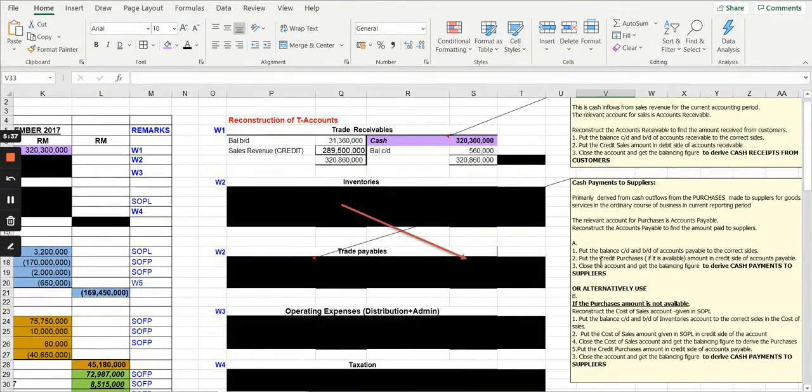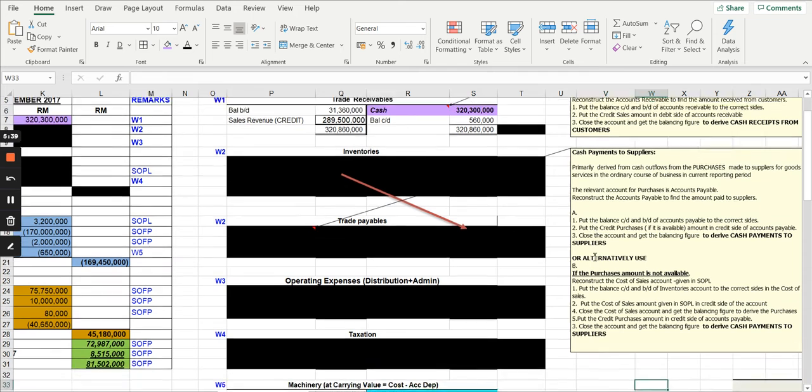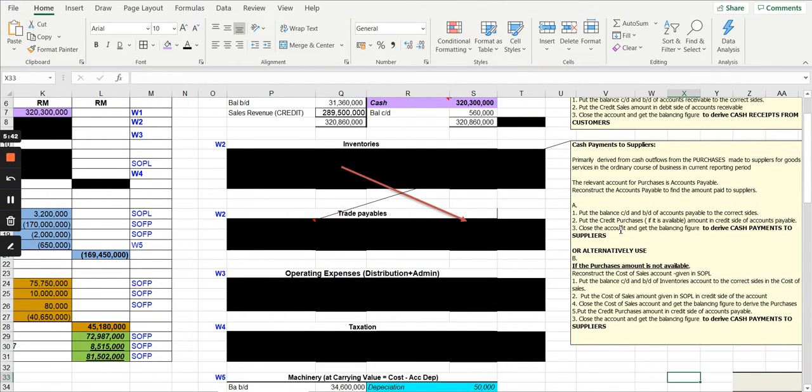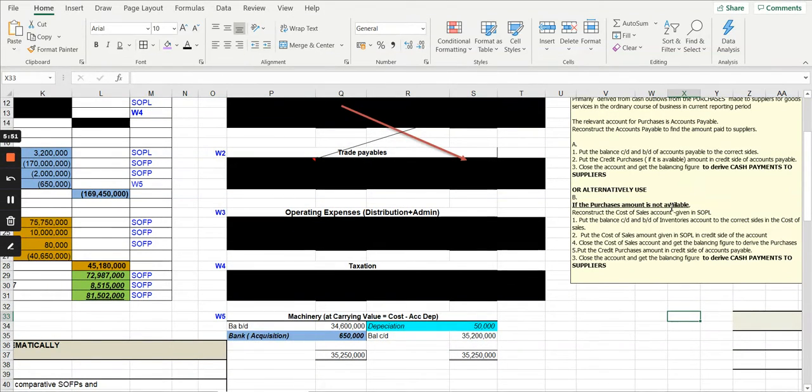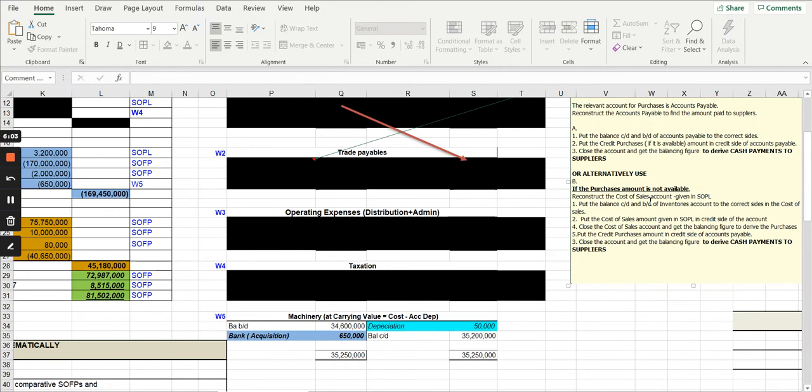If you look at alternative A, this is only to be used if you are given the information on purchase. I'm going to use alternative B if the purchase amount is not directly available. It is there but not directly available. So you need to reconstruct the cost of sales account. If you do not want to reconstruct the cost of sales account, you can also reconstruct the inventory account. In our case here, I reconstruct the inventory account.